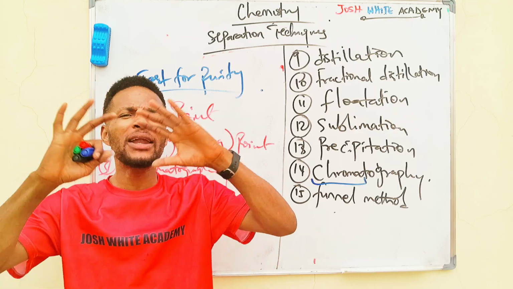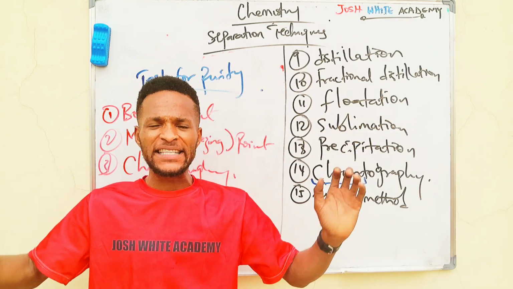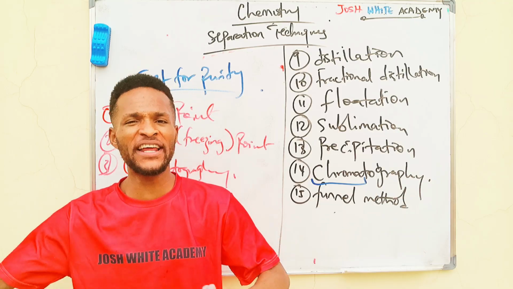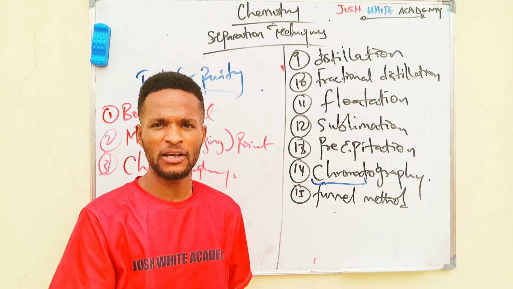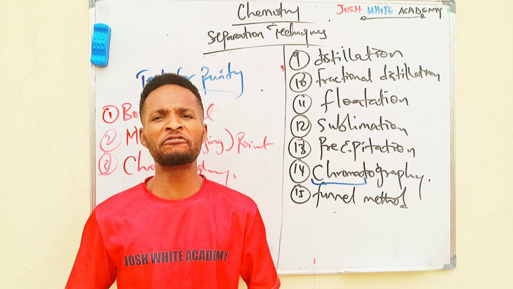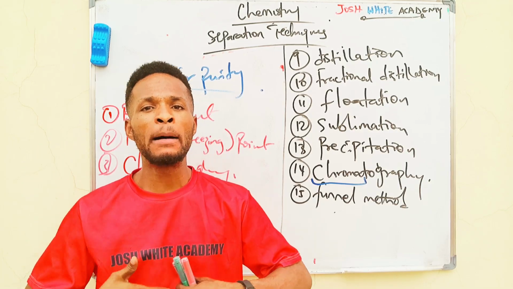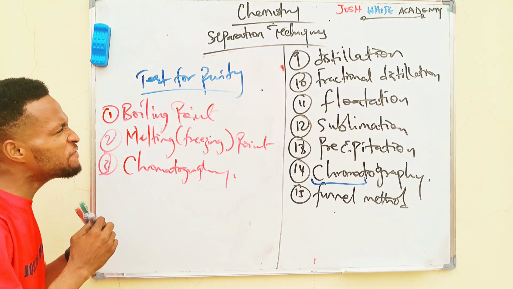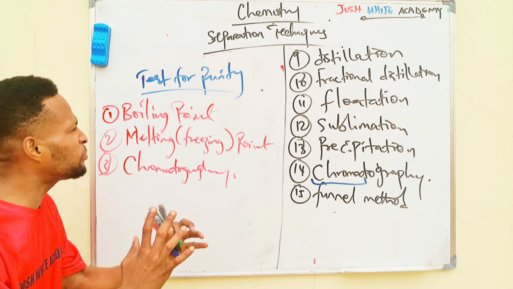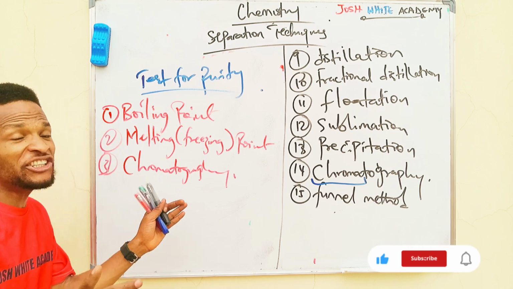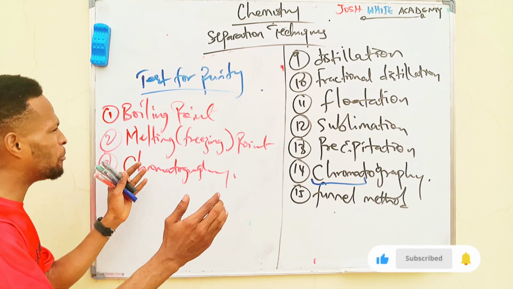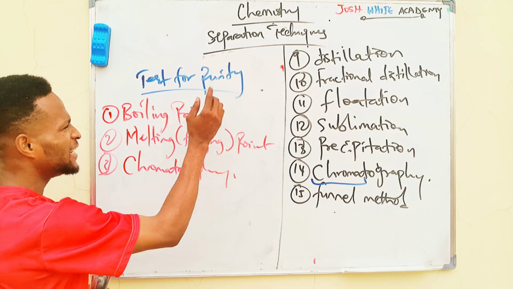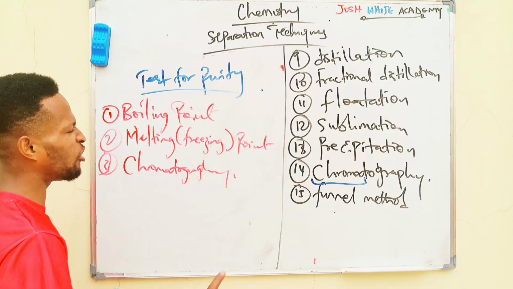Also, in polar regions where rivers and lakes can become ice, they have a way of removing the ice from the street by applying salt, because salt knows how to lower the freezing point of water, making the ice melt. So that's a way to test for purity. If a substance has a range of boiling point or melting point, it means it is impure. It's a mixture. It must have a definite boiling point and melting or freezing point.